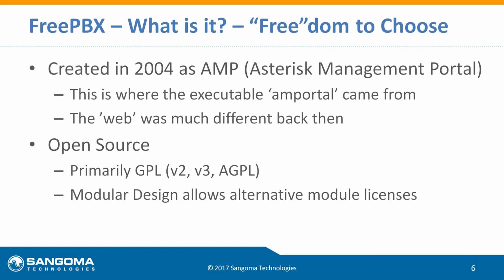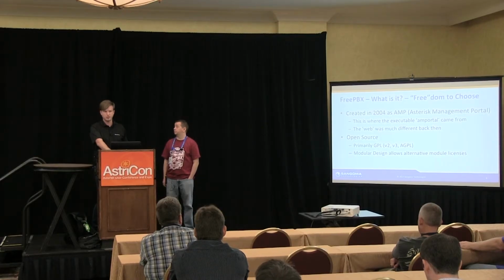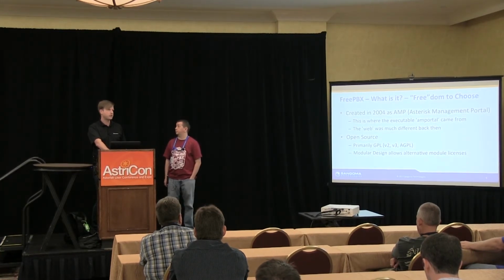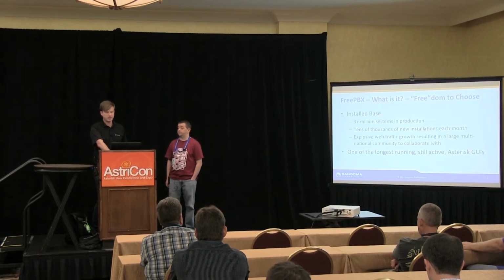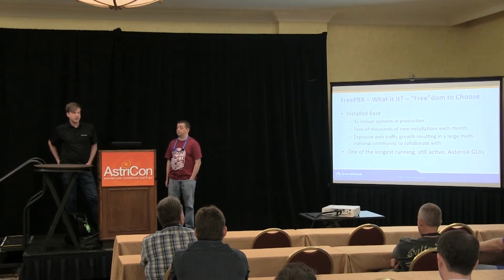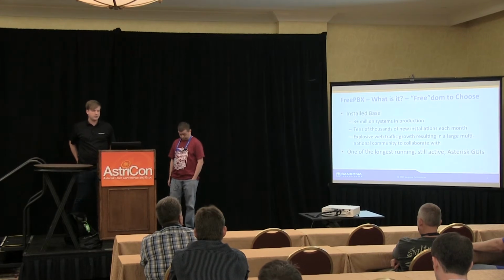Primarily open source, GPL version 2, 3, and AGPL is what we use. Like I said, modular design allows alternative module licenses, basically anything that's compatible with framework, which is GPL version 2. So, for example, MIT license is compatible. The install base is probably about 3 million systems in production, we think.